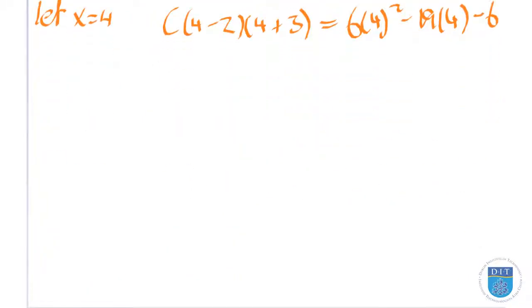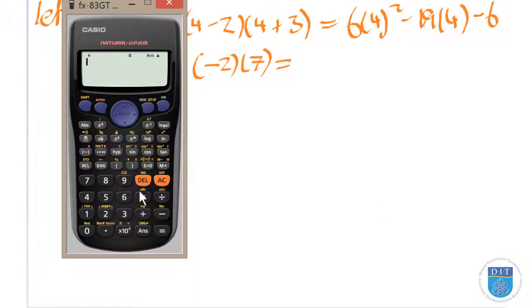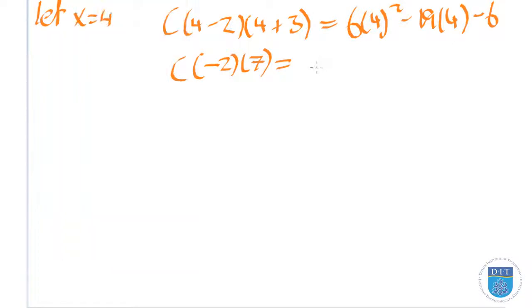Okay, so I'll again go to the calculator, but I'll have C by 4 minus 2 is minus 2 by a 7 there equals, calc again: 6 by 4 squared minus 19 by 4 minus 6, away we go, equals 14. Again, just take your time. Minus 2 by minus 7.